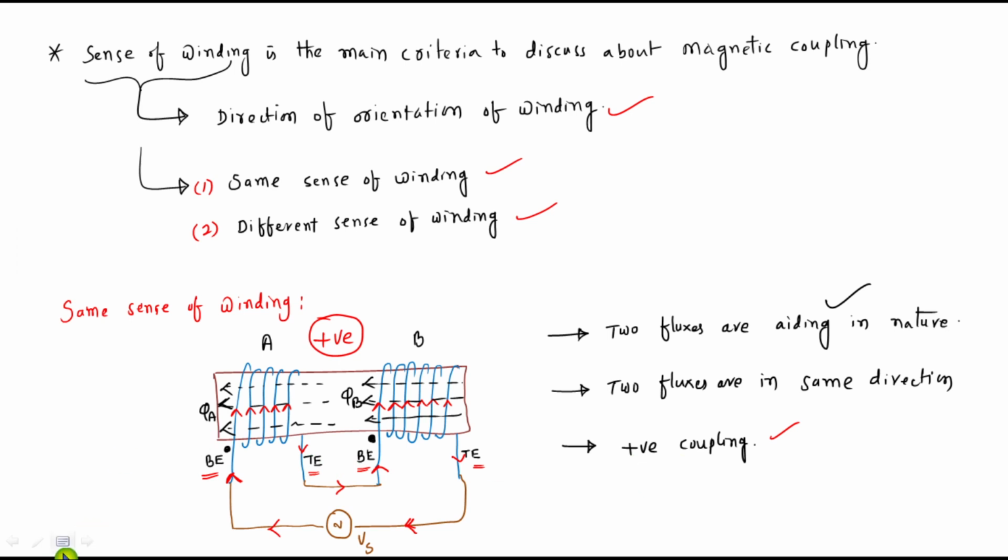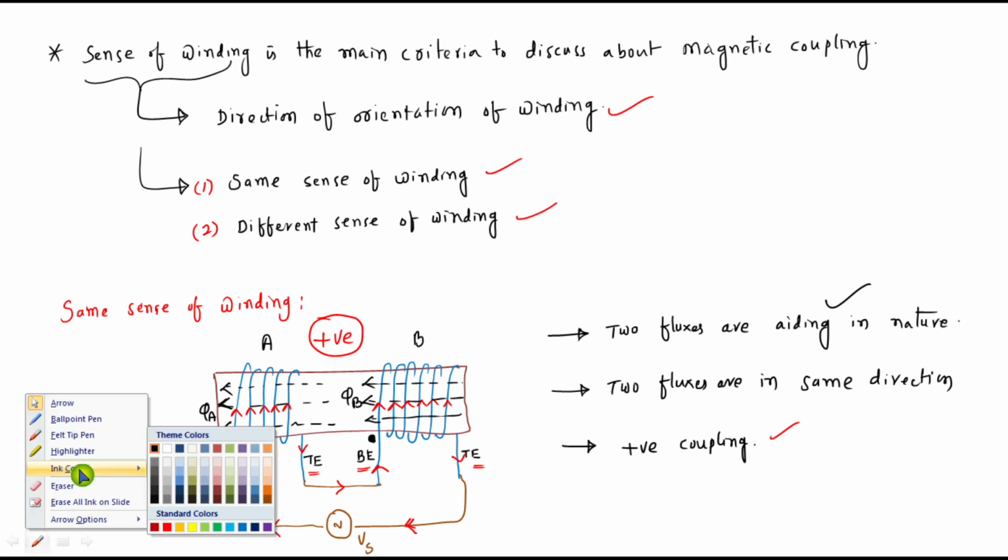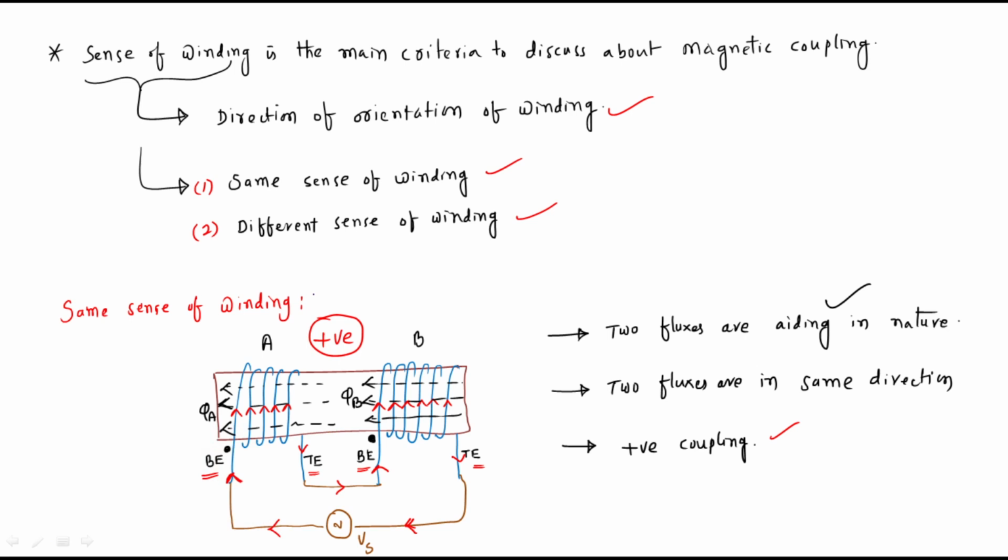Next, same sense of winding but different current direction. You can write that point. Same sense of winding with different current directions.